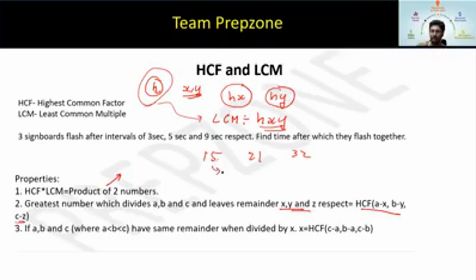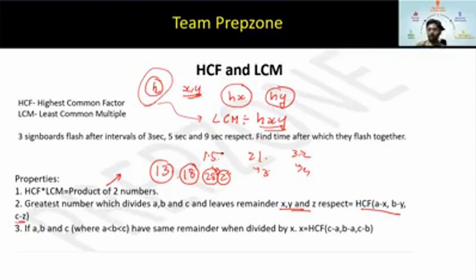And there is a remainder of, let's say, 2, a remainder of 3, and a remainder of 4. Taking random numbers as of now. So what will be the greatest number which can divide these? See, if a number is leaving a remainder 2 on division, it means 15 minus 2, 13, is getting completely divided. If it is leaving a remainder 3, then 18 is getting completely divided. If it is leaving a remainder 4, then 28 is getting completely divided.